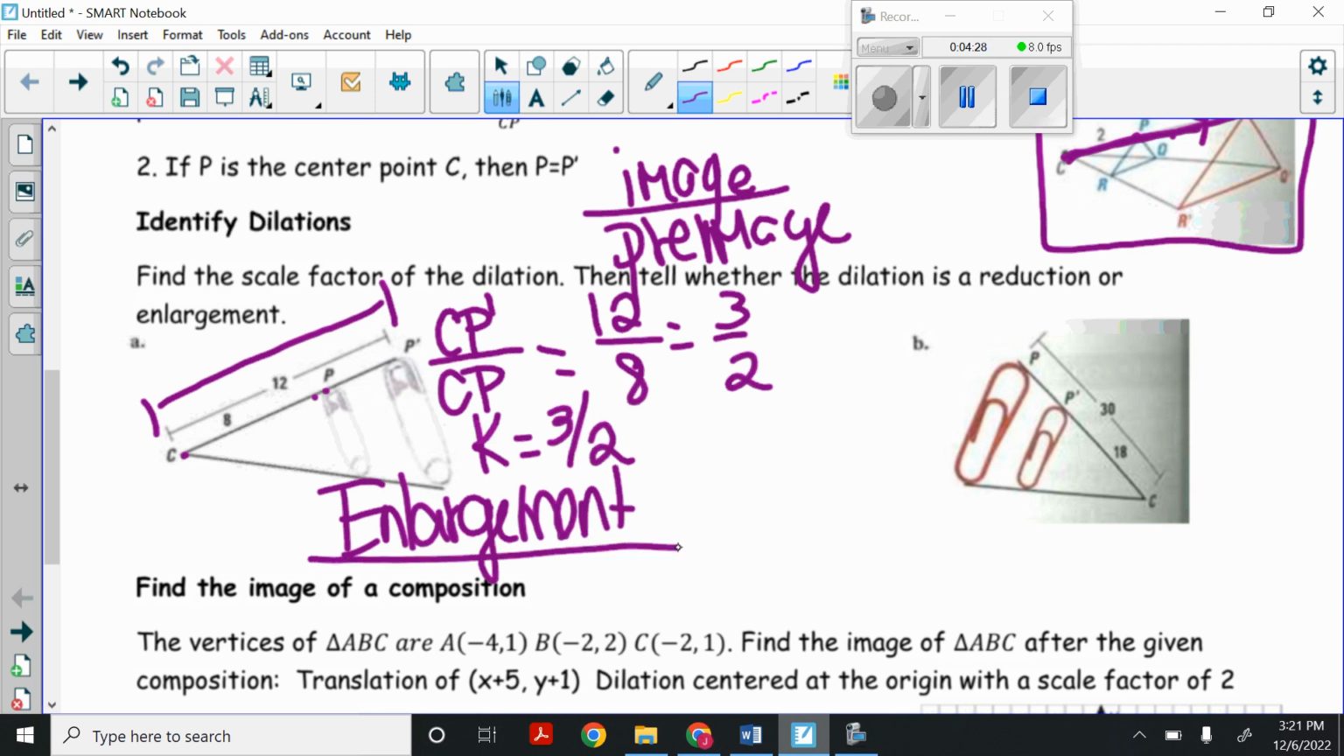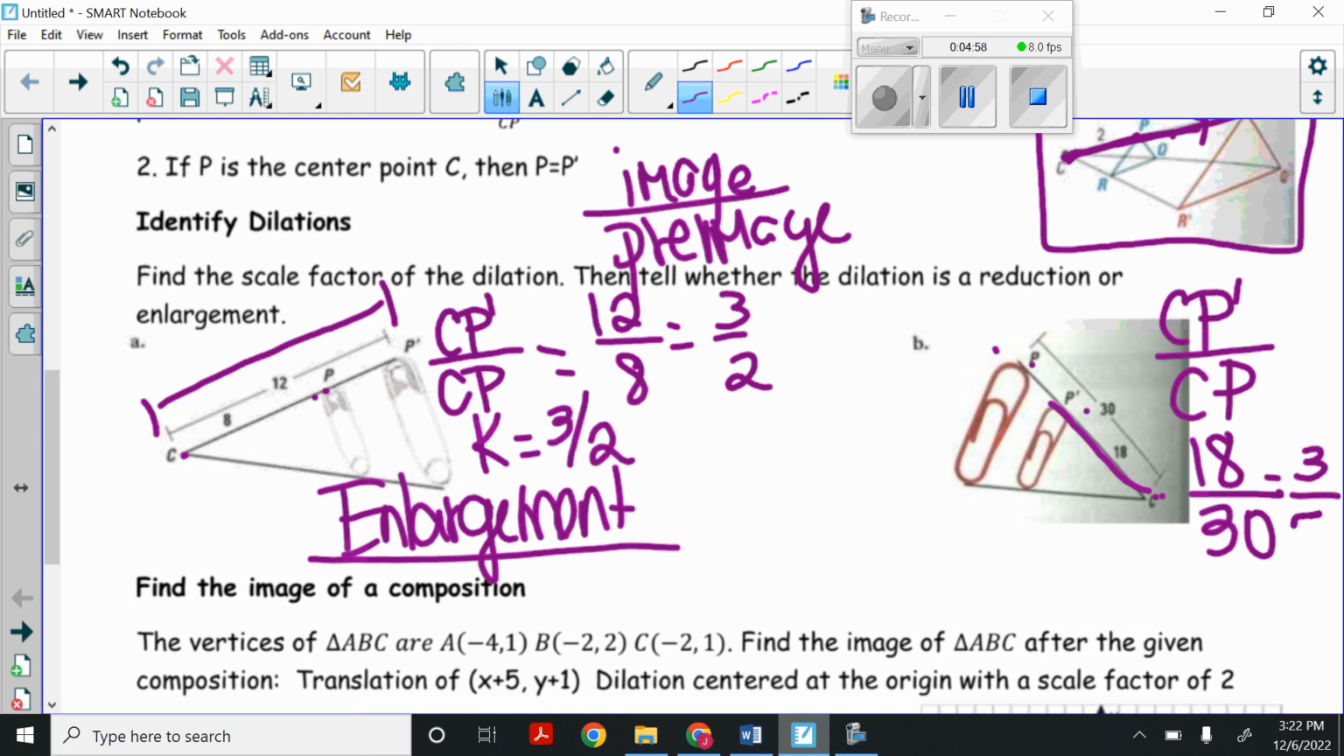So we will try that again. On this next one, again, I have a C, a P prime, and a P. So again, I'm going to do CP' over CP. This time, CP' from here to here is 18. So I get 18 over, C to P is 30. So 18 over 30, again, I can reduce that. 18 and 30 both have a 6 in common. So 6 goes into 18 3 times, 6 goes into 30 5 times. So here, my k is 3/5.